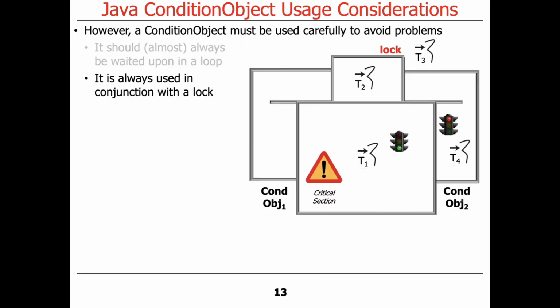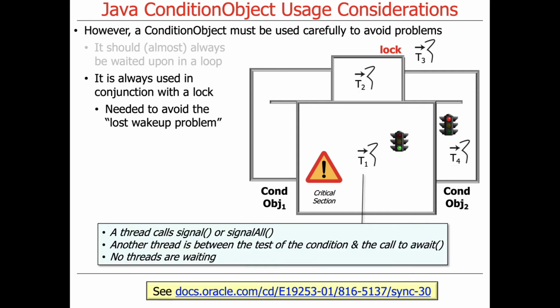You always use condition objects in conjunction with a lock, typically a reentrant lock, and that is needed to avoid something called the lost wake-up problem. I'll let you read about that. The lost wake-up problem is when a thread calls signal or signal all, and another thread is between the test of the condition and the call to await, and therefore, by the time it gets to where it needs to be, no threads are waiting, even though signal or signal all was called. That's because the lock wasn't held properly. So we want to avoid the lost wake-up problem, which is described in this link.